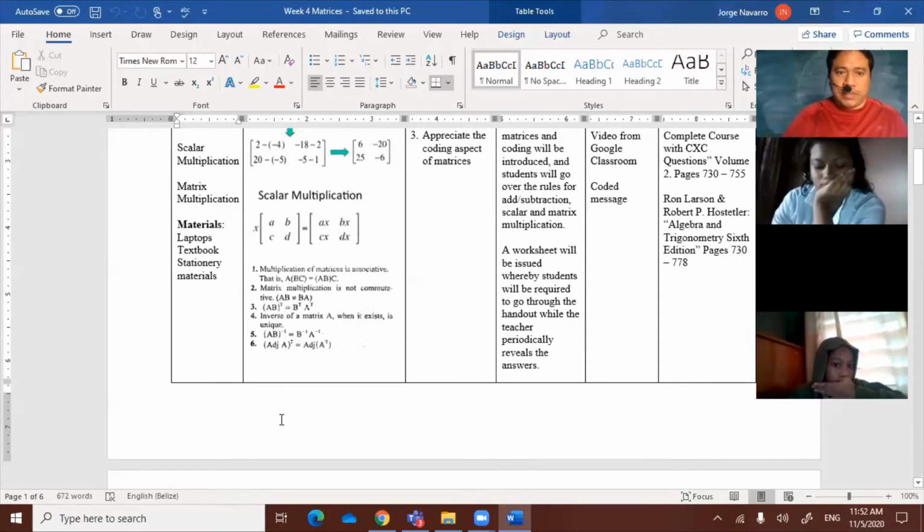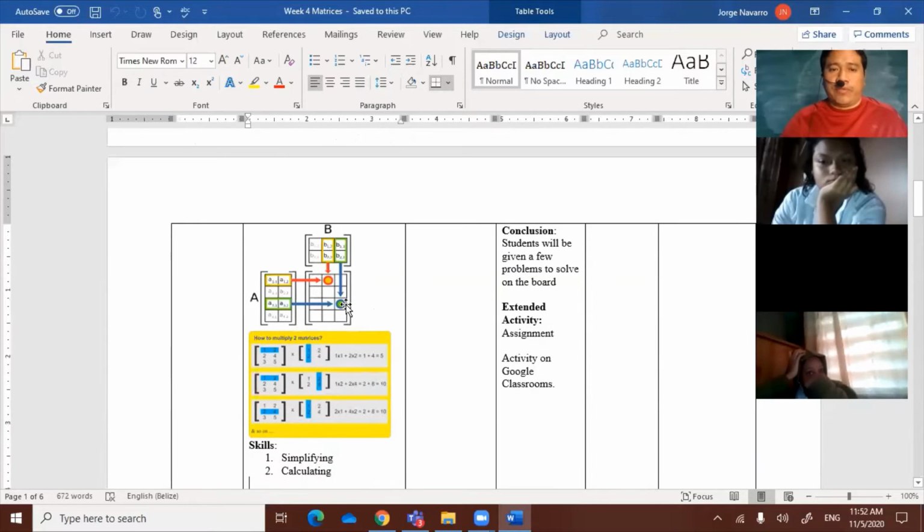All right? Then it talks a little about matrix multiplication, where it says that the multiplication of a matrix is associative, which means that if I have A times B times C, I can multiply B and C first, then A, or I can multiply A and B first, then C. So all of that here is what we've looked at before.